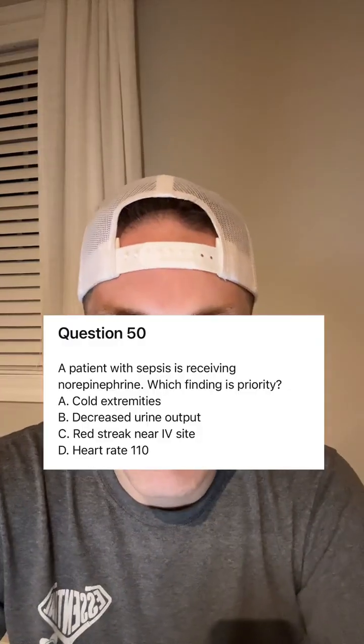First thing. Question 50. A patient with sepsis is receiving norepinephrine. Which finding is priority?